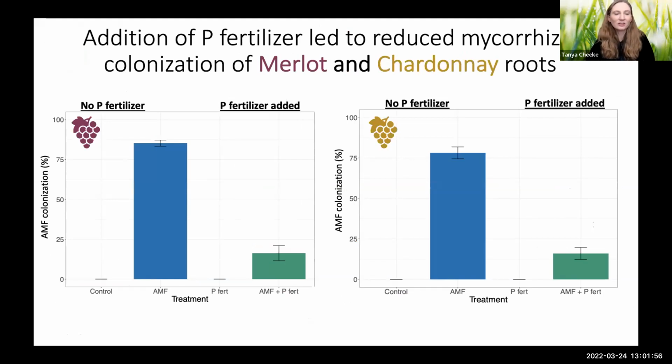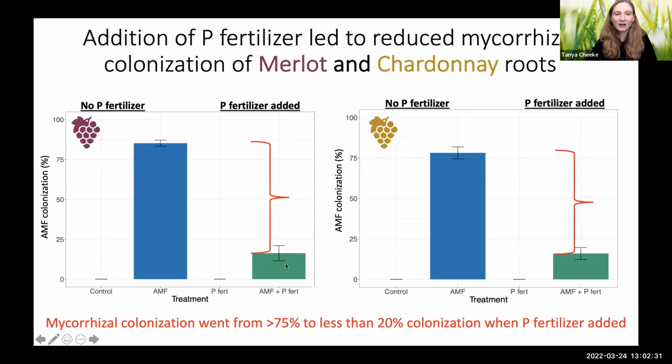All right, and then finally, we looked at the mycorrhizal colonization levels in roots. These plants were grown for 5 months in a greenhouse with the mycorrhizal inocula. The control and the pots that only had phosphorus fertilizer didn't have any colonization. So that was good. That means our background soil was sterile. And then in both varieties, or in both cultivars, we had really high levels of mycorrhizal colonization in the inoculated pots. So this was 75 to 85% colonized. Whereas when phosphorus fertilizer was added, that colonization was reduced significantly. It went from more than 75% colonized to less than 20% colonized just by adding the phosphorus fertilizer.